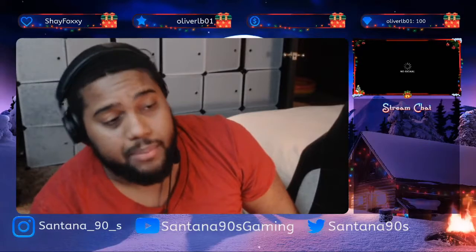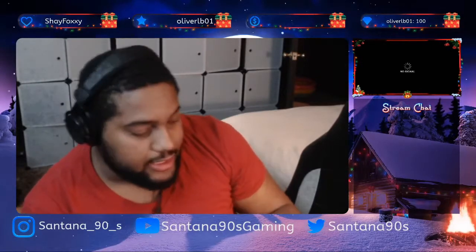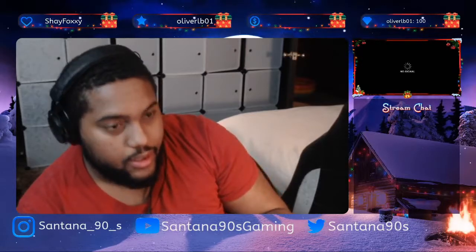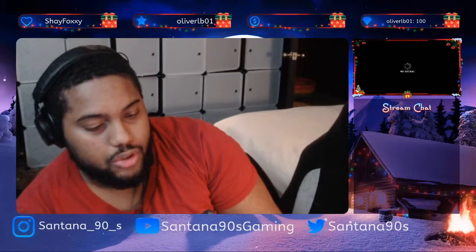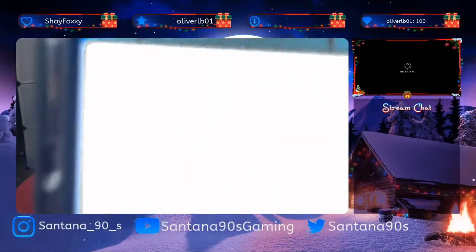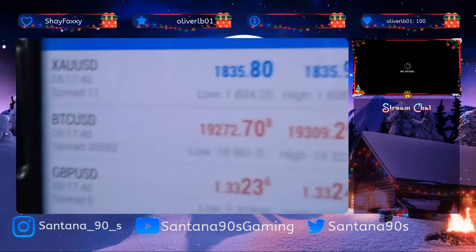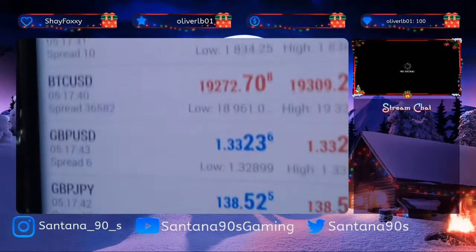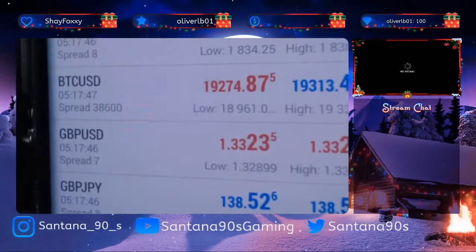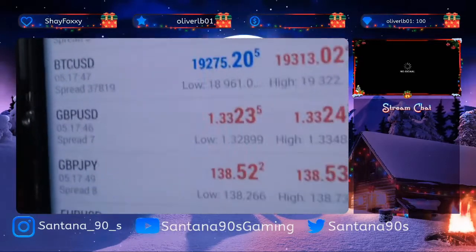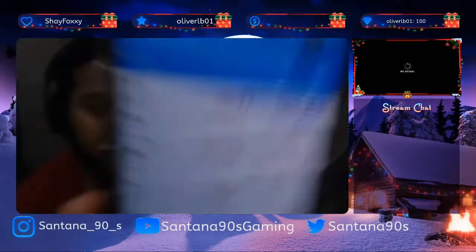Plus the commission. It depends too on the broker you have, the spread. That's another thing, the spread. Like you see where it says right here GU, GBP. Let me see if you see it. Okay, hold up. There we go. GU, GBP, USD. On the bottom it says spread 7. That's the difference.